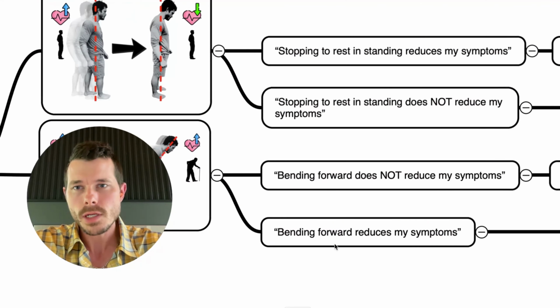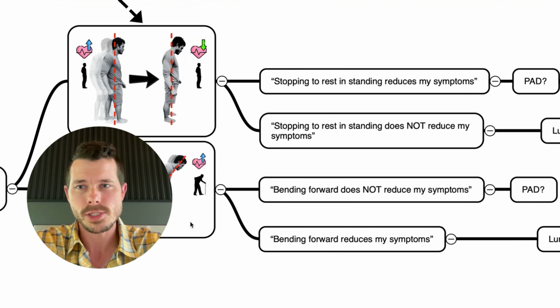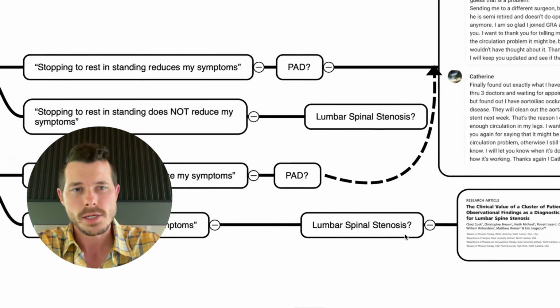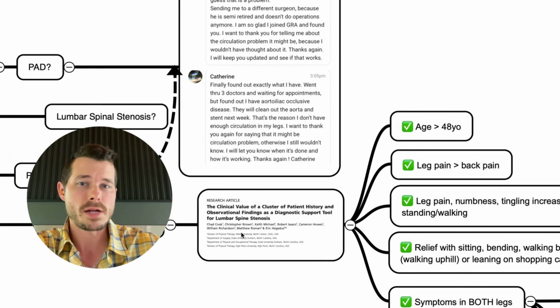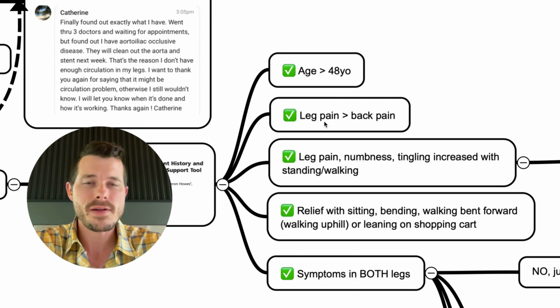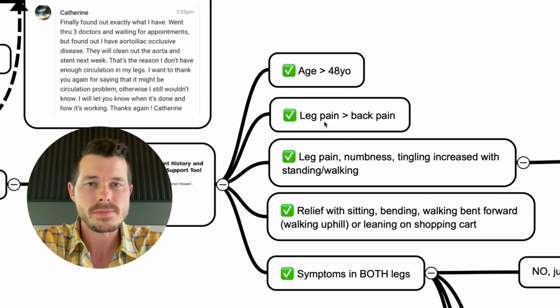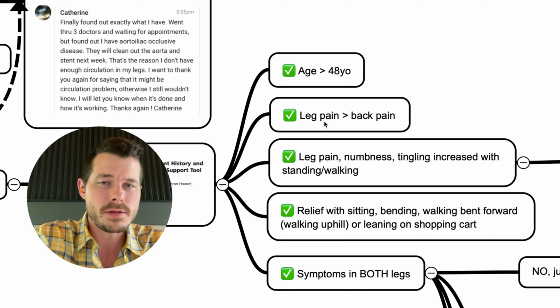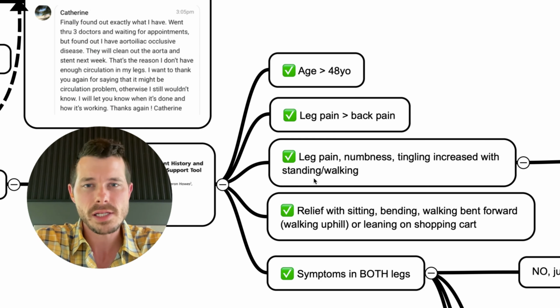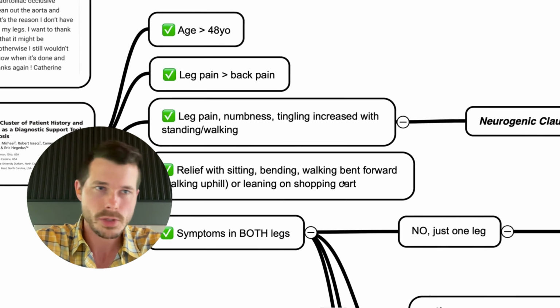Now, lumbar spinal stenosis. So let's just say you're walking, you bend forward and you say, yep, that feels better. Chances are high you have some type of spinal stenosis. Here's the resource I used to come up with the cluster I'm about to share. Age greater than 48. Leg pain greater than back pain. Oftentimes people with spinal stenosis have very little back pain, but they have significant butt and or leg pain, specifically when they're standing and walking. This is called neurogenic claudication.